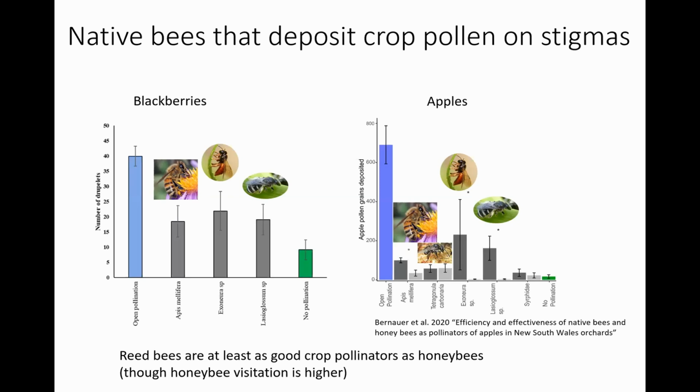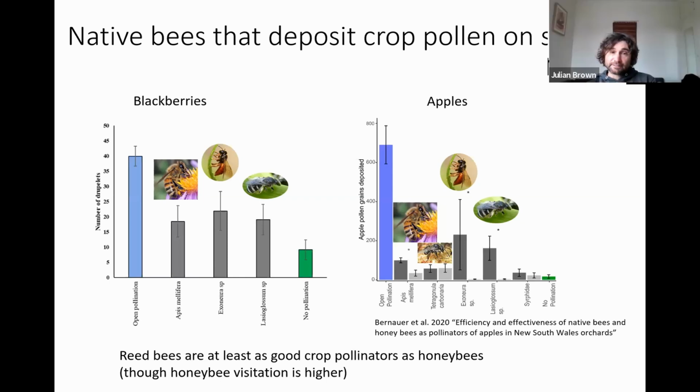And then there was another group who did similar research with apples. This was a Western Sydney University group, but they were looking at the number of apple pollen grains that were deposited on apple stigmas. And again, they found that native reed bees and Lasioglossum were doing comparable jobs to honeybees on a per visit basis, maybe even a little bit better than honeybees. So this shows that native reed bees and some of these other native bees are equally as good as honeybees on a per visit basis.